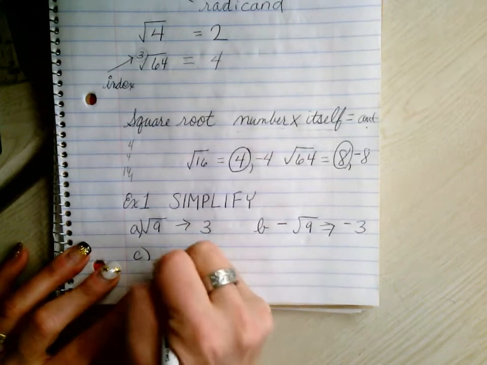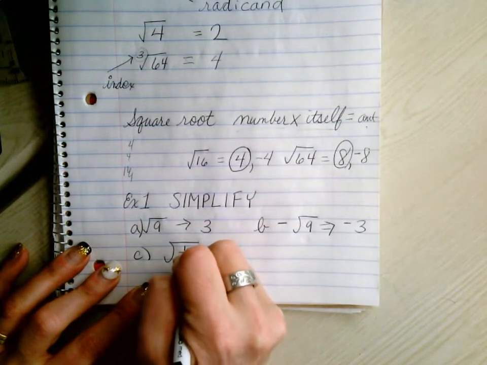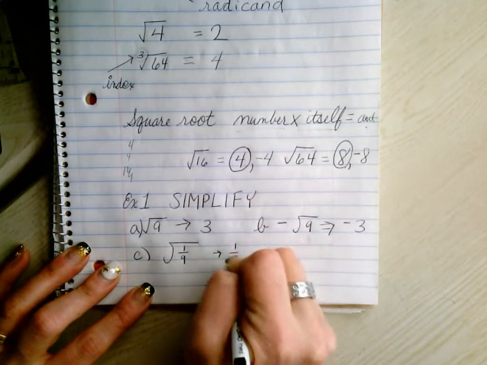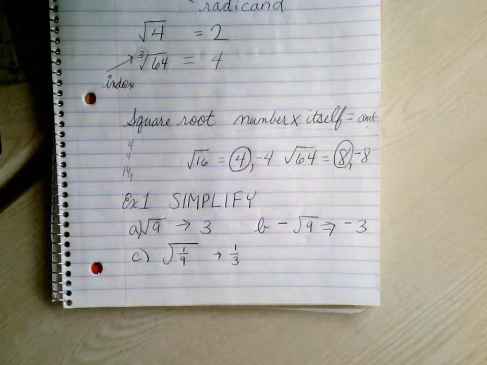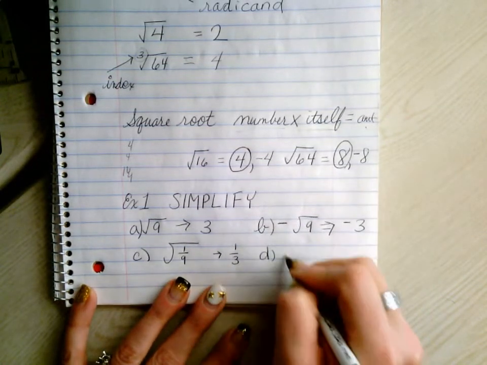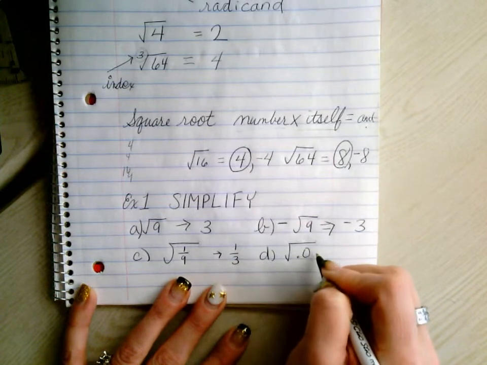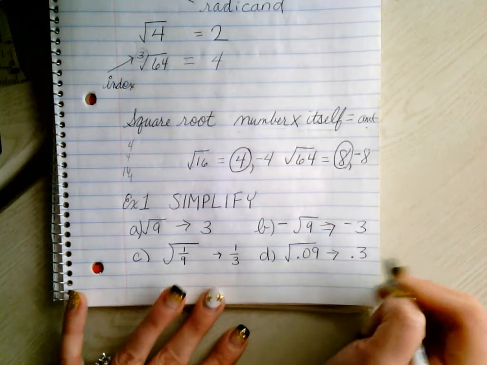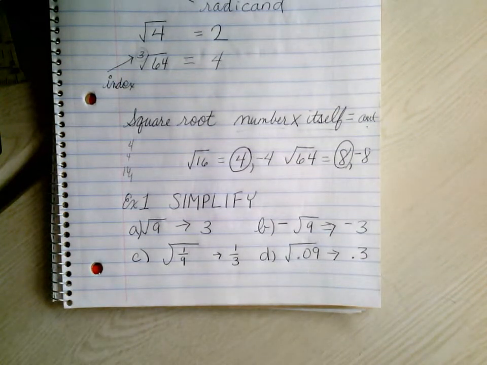And C, the square root of 1 over 9, what number times itself will give us 1/9? You should have come up with 1/3 there. Okay? It's that simple. The square root of 9/100, this is D. The square root of 9/100 is going to be 3/10. Okay? Some of these might come to you, some of these might not. But in any case, you're going to have opportunities to simplify.